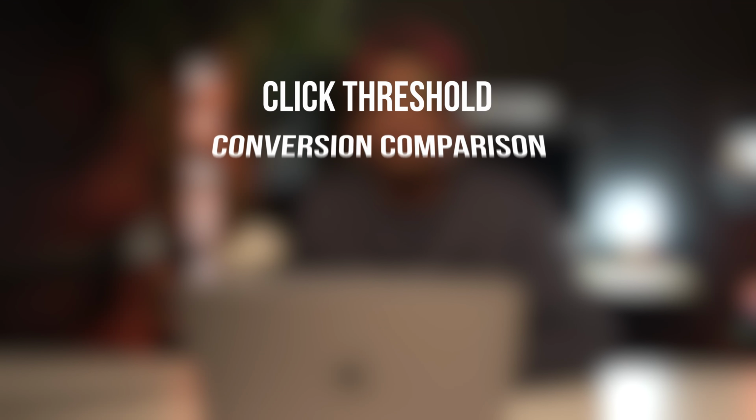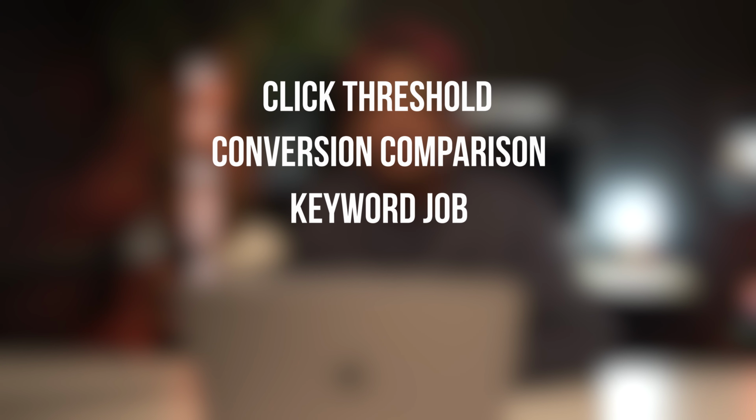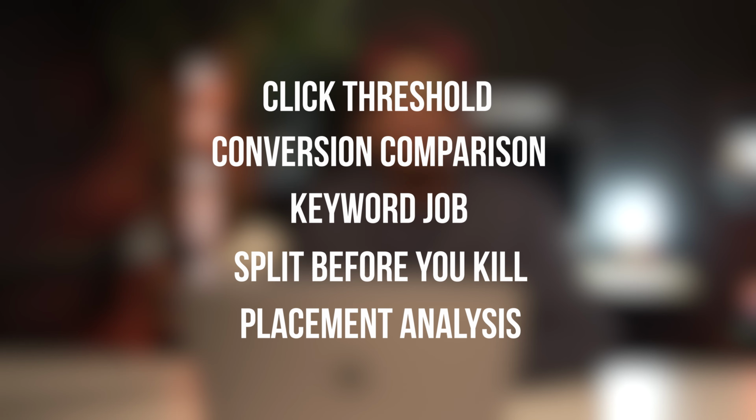So those are the 5 checks: click threshold, conversion comparison, keyword job, split before you kill, and placement analysis. And here's the thing, sometimes you do all 5 checks, the keyword passes every test, and it's not converting. That's when the problem isn't the keyword at all, it's the listing. If people are clicking but not buying, your image might be the bottleneck, and most sellers have no idea which images are broken or why.